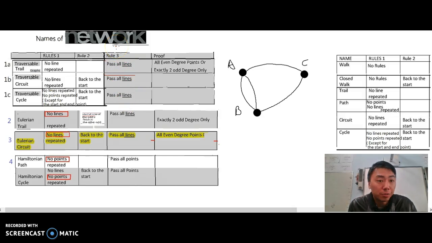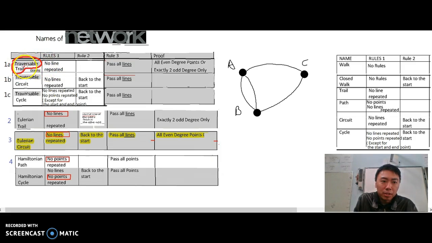Hi, I'm going to go through the names of network with you today. There are different names here, depending on what rules they're following. So I've got a diagram here on the right and we'll see if I can call it a special name. For example, the first one I'm going to go through is a transversal trail. Sometimes we call it a transversal graph.